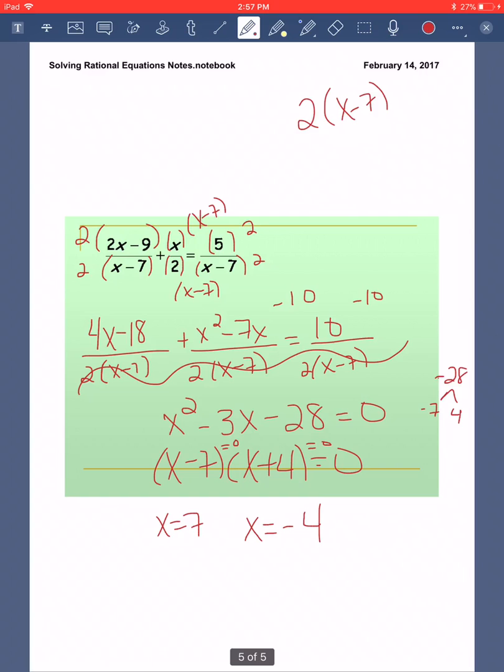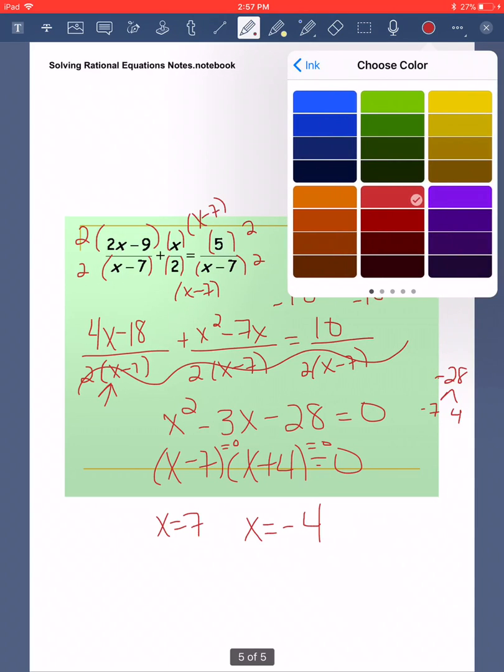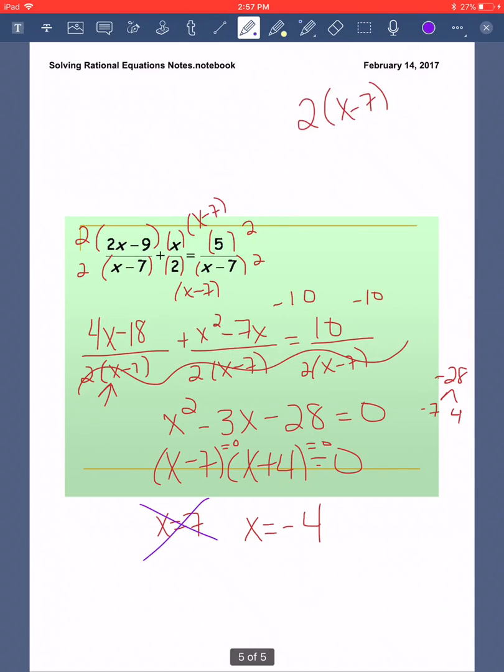And now always double check your solution. So if I plug in 7 for x, 7 minus 7 is 0, and 2 times 0 is 0. So I cannot have 0 in my denominator. So x cannot equal 7. And then if I plug in negative 4, negative 4 minus 7 is negative 11, and negative 11 times 2 is negative 22. So that works. So I have one solution, and that one solution is negative 4. And that is it for solving rational equations today.